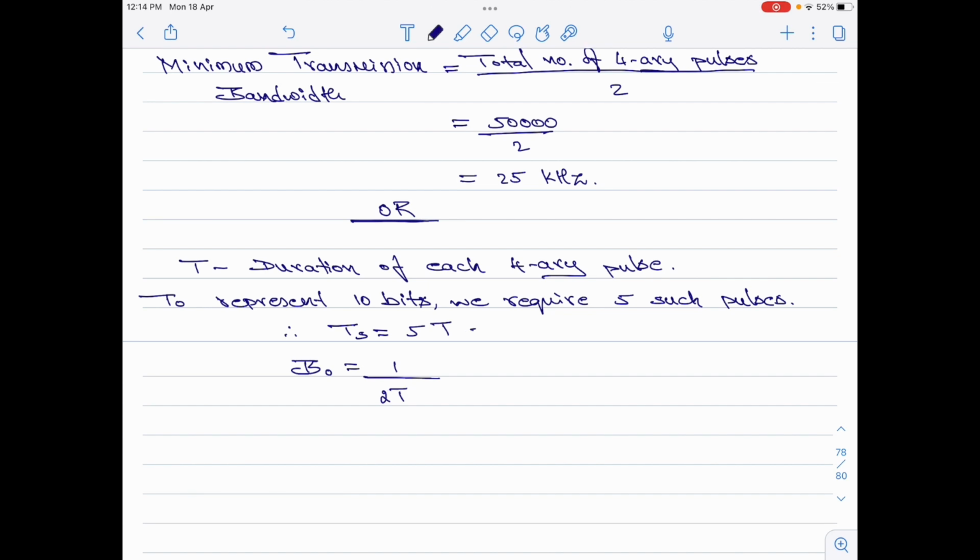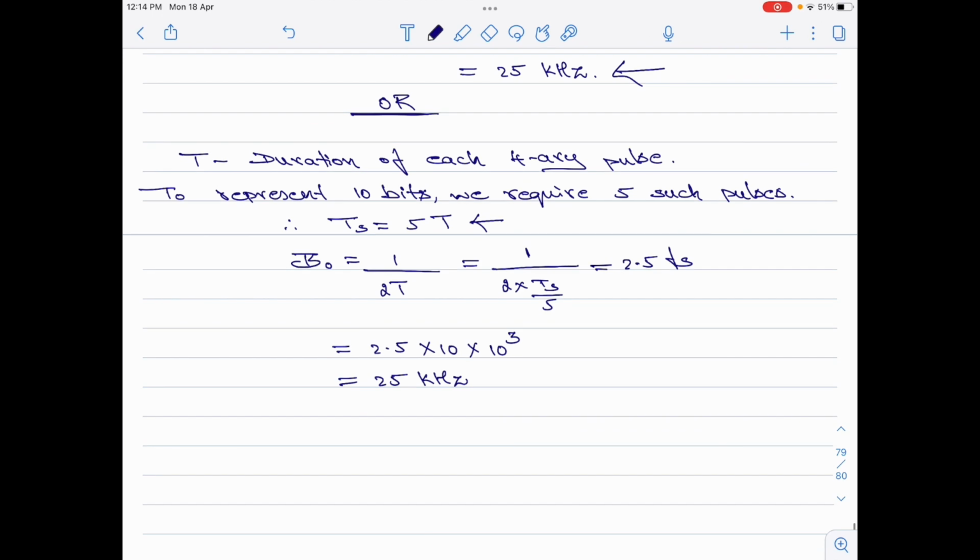From the above equation, I can write T as Ts divided by 5. So, B naught would be equal to 1 divided by 2 multiplied by Ts divided by 5, which is equal to 2.5 into Fs. Now, Fs is equal to 10 kilohertz. Therefore, the value of the minimum transmission bandwidth is equal to 25 kilohertz, which is the same as what we obtained using the alternate technique.